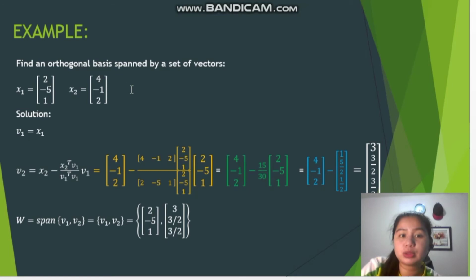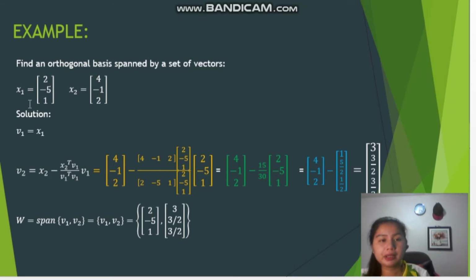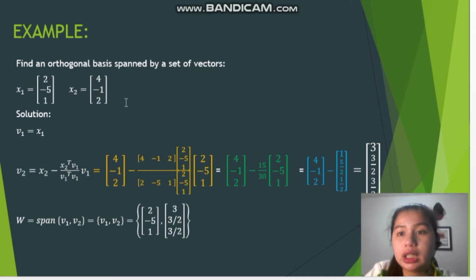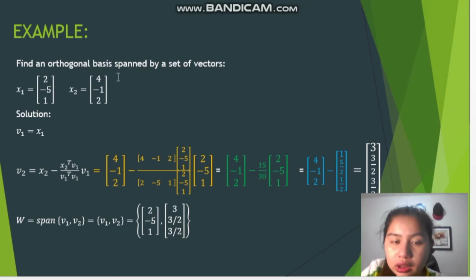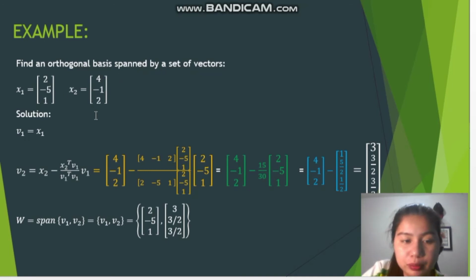So, ganun si Gram-Schmidt. Since itong given na to ay hindi orthogonal, kasi kapag kinompute natin yung norm neto, hindi sila equal to 1, and also kapag ginawa natin ang inner product na x sub 1 and x sub 2 ay hindi equal kay 0. So, therefore, hindi sila orthogonal. Kaya, kukuha tayo ng orthogonal basis span. When we say span, it is any linear combination na connected dito kay x sub 1 and x sub 2.